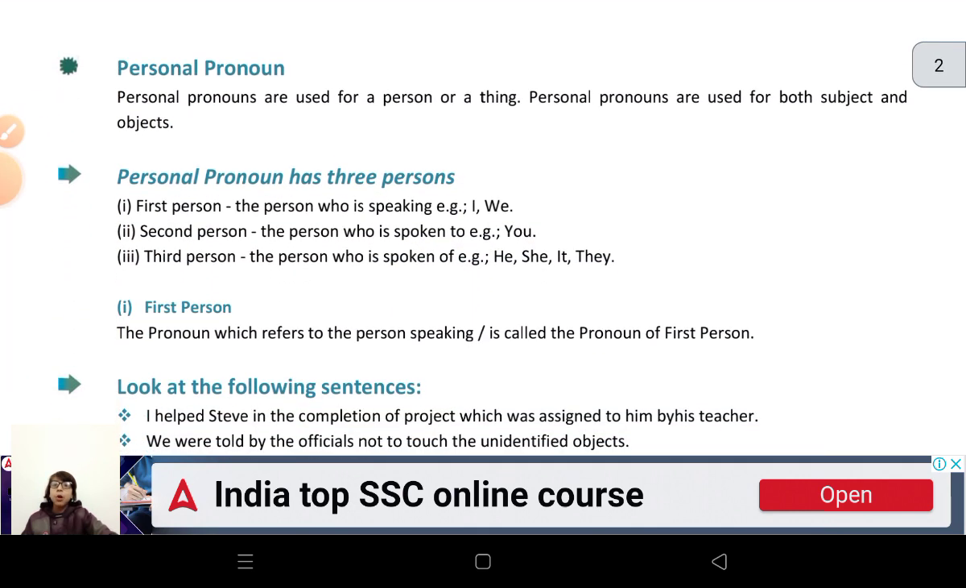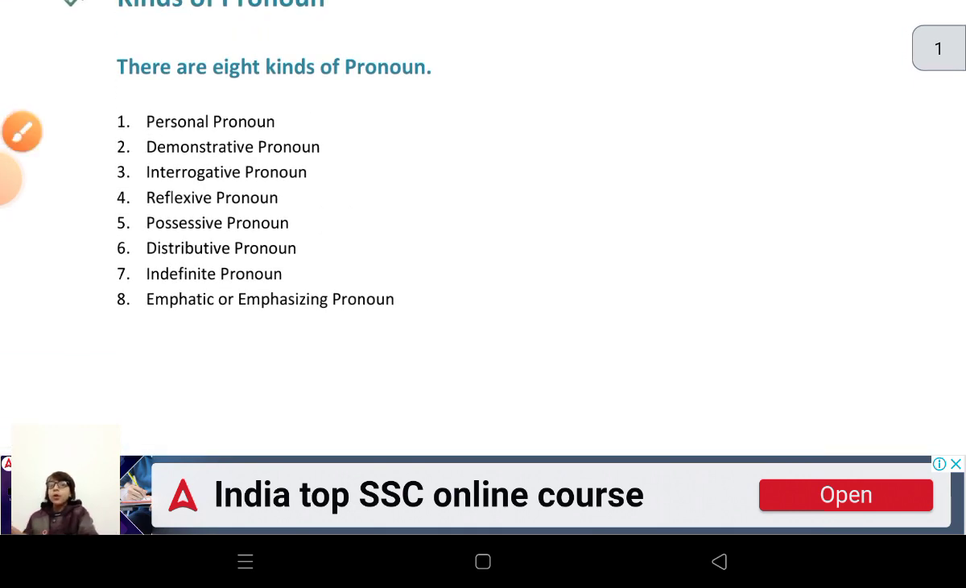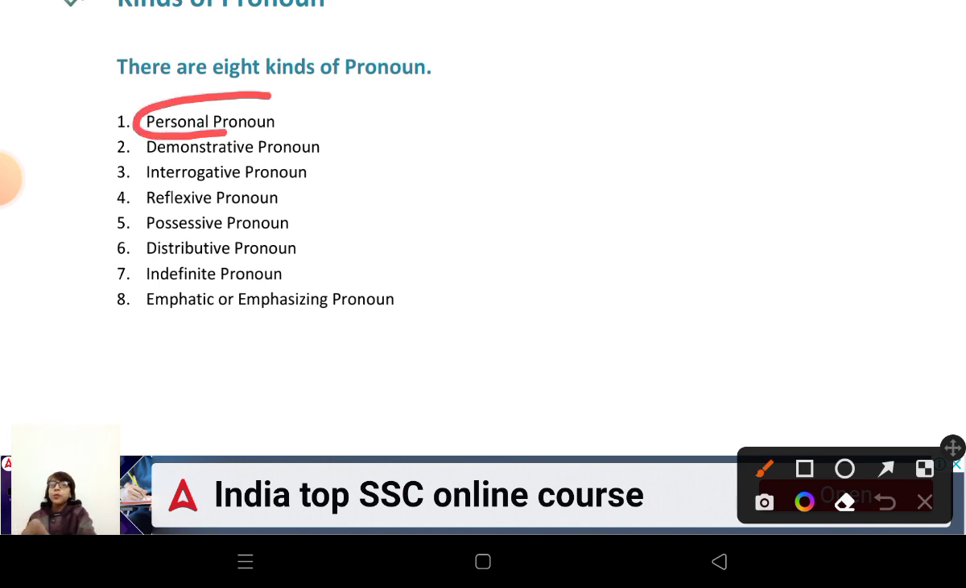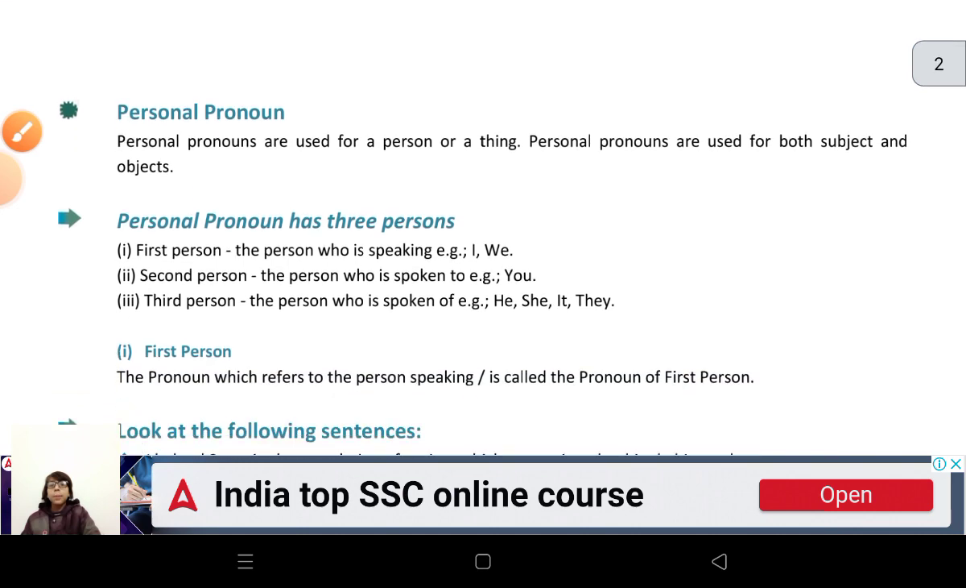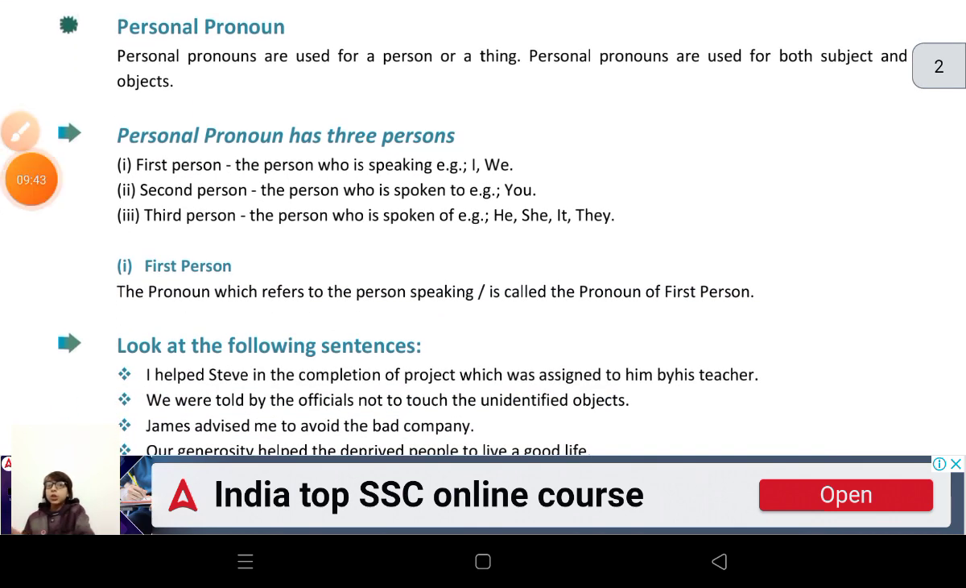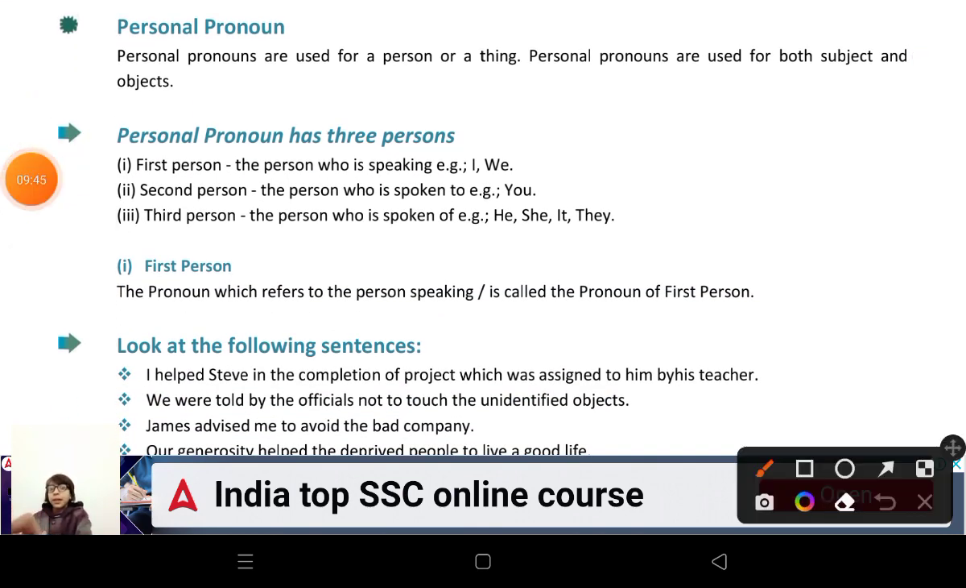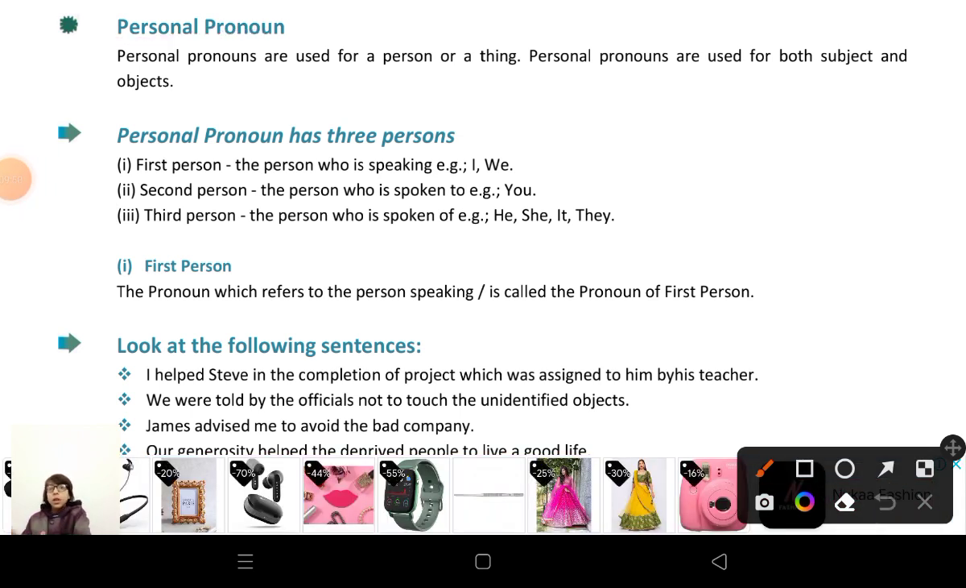Next, let us study about personal pronouns. So, what was the first shown here? The first shown here was personal pronoun. Now, let us study about the personal pronoun given to you here. So, personal pronouns are used for person or thing. They are used for person or for thing.